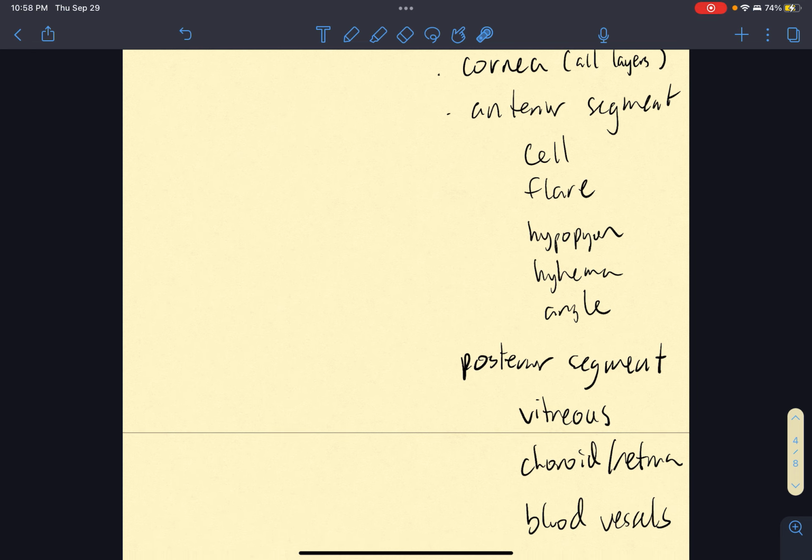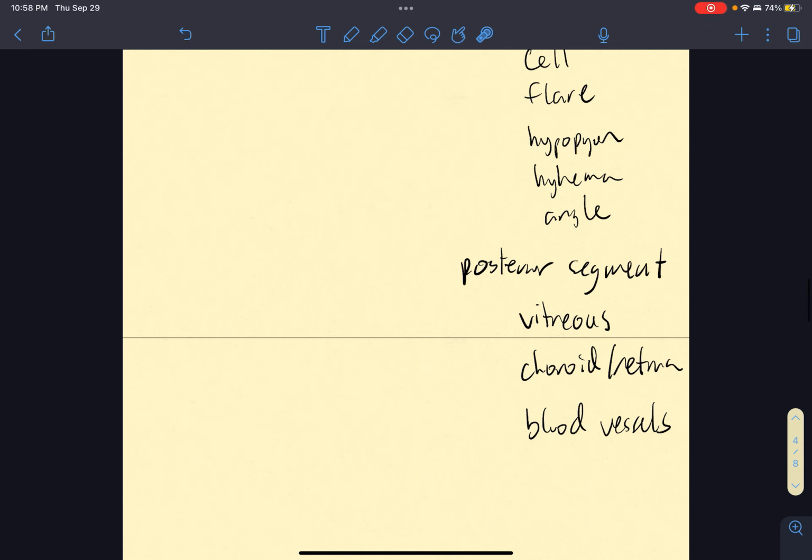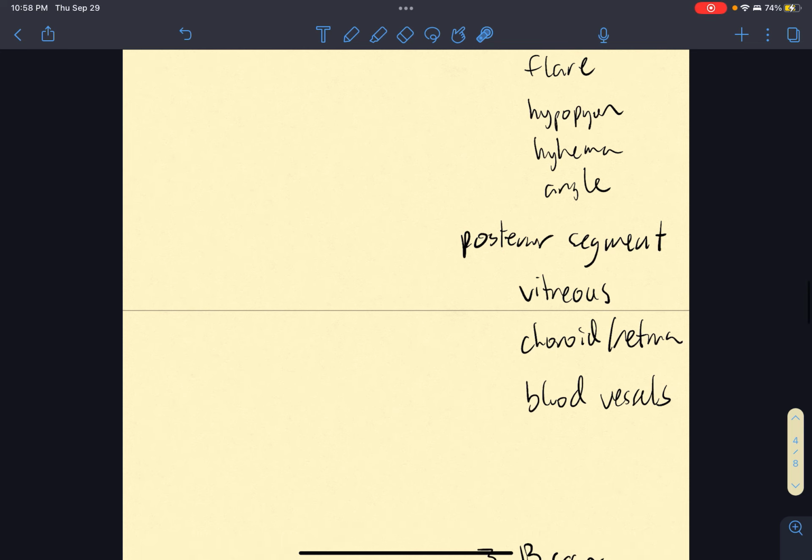And then look at the anterior segment. This will tell you if it's inside the eye or just outside the eye. Is there cell, flare, hypopyon, and hyphema? And look at the angle. Is it narrow? Is it open? And the iris, is there any neovascularization? Is it poorly dilated? These are all clues that something regarding the inside of the eye is involved.